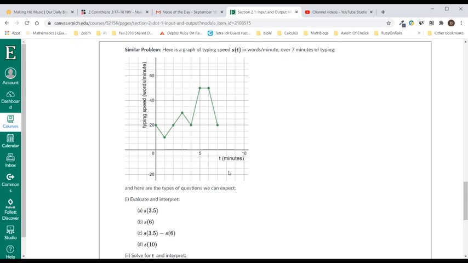If I go to S of 6, that's just going to be the typist rate at the 6 minute mark. And if I go up to that, I can see that that's actually a dot of height 50, so that's going to be 50 words per minute. And that's the way I would word it. That S of 6 is the typist rate in words per minute, and it's 50 words per minute.